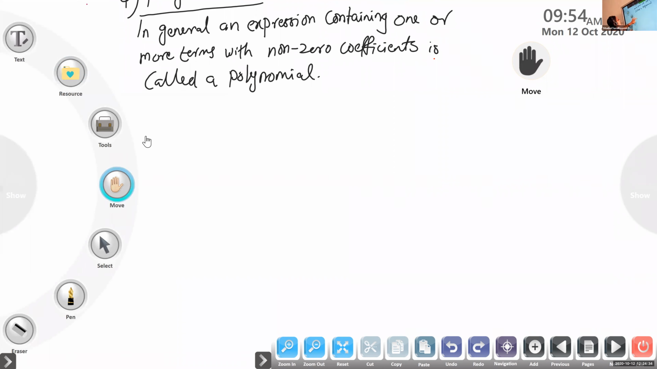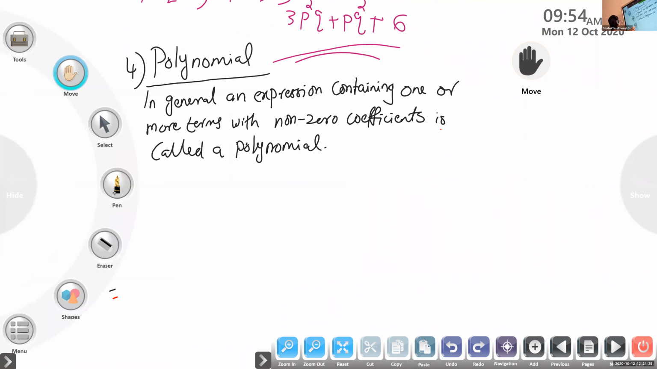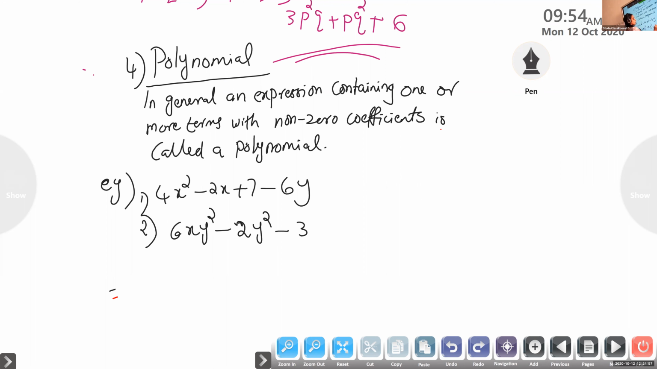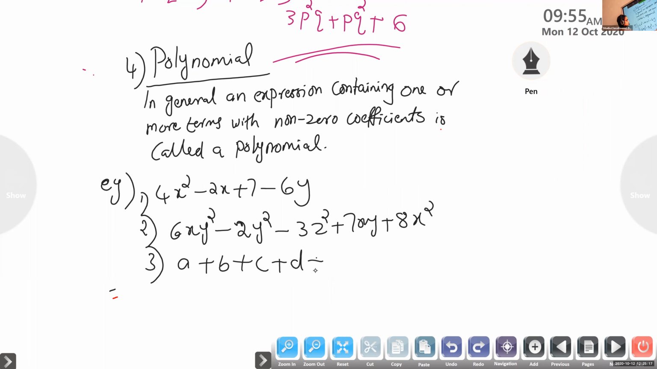Example, I will show the examples. 4x square minus 2x plus 7 minus 6y. Second one, 6x square minus 2y square minus 3z square plus 7xy plus 8x square. All these are right. You can write any examples of polynomials. Or you can write a plus b plus c plus d plus e. It is also a polynomial. Write all the examples.